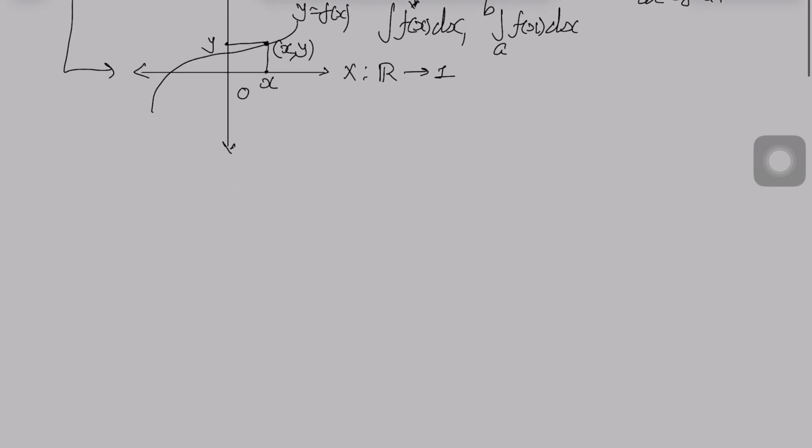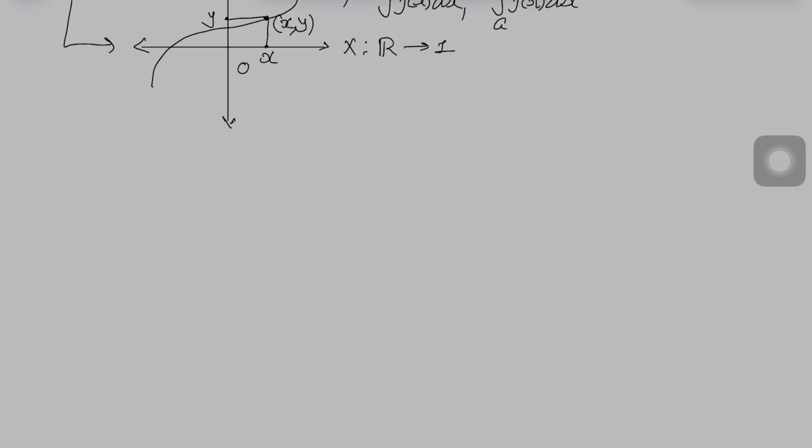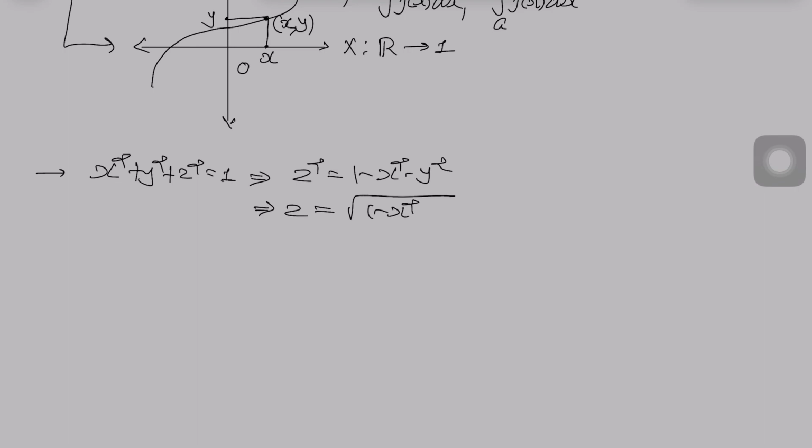Now suppose you learnt surfaces also during the school level. For example, x square plus y square plus z square equal to 1. So what is z here? Z square is 1 minus x square minus y square, and therefore z is equal to either under root 1 minus x square minus y square, or z is equal to minus under root 1 minus x square minus y square. Okay, so what is happening here?